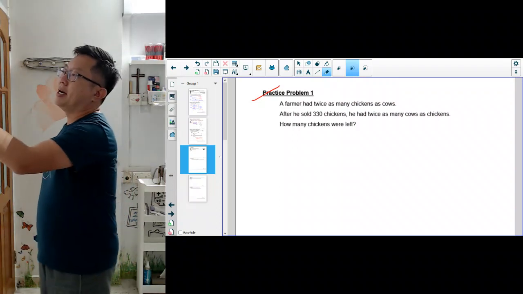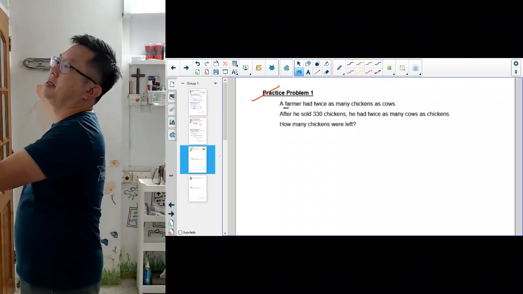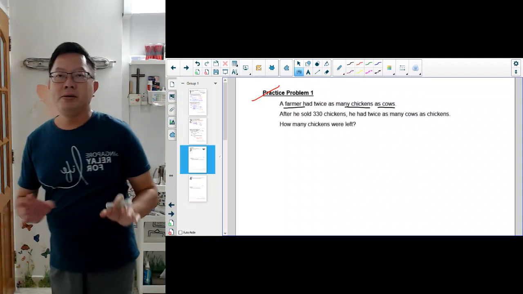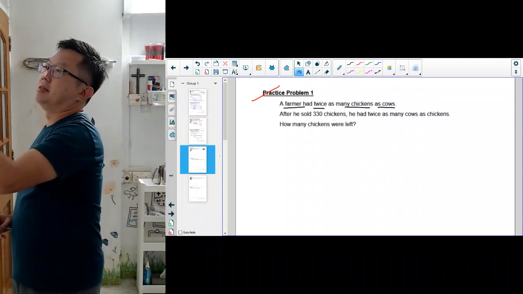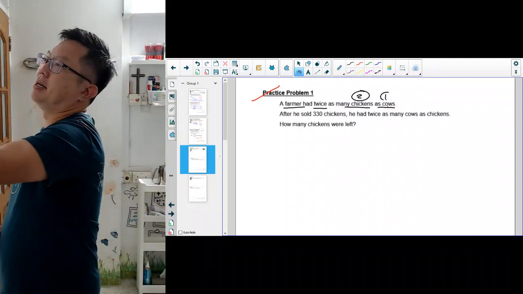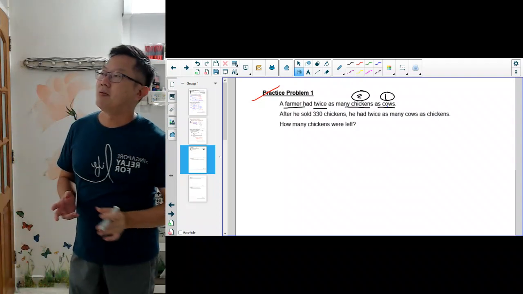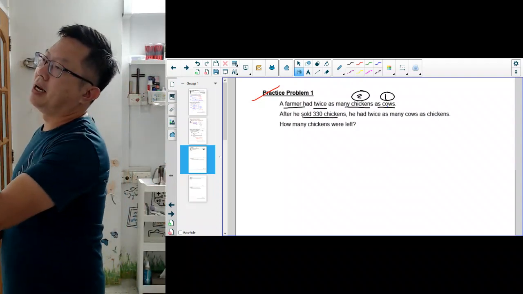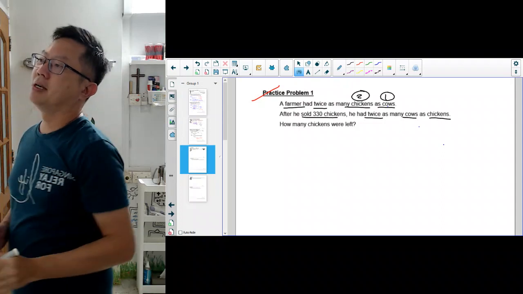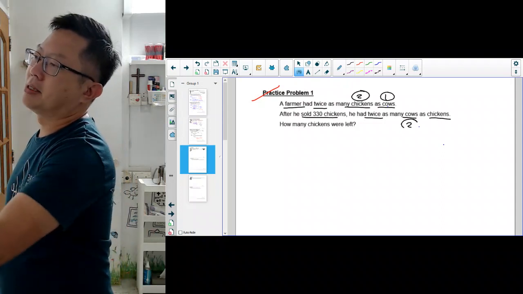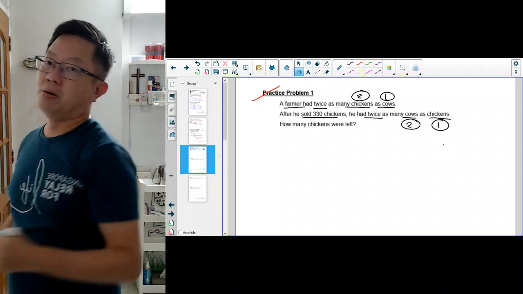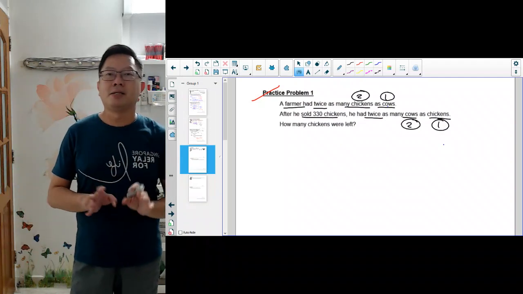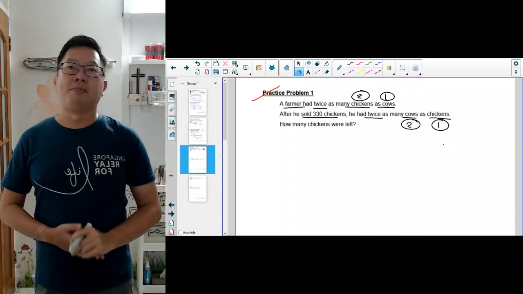Alright, now a farmer had twice as many chickens as cows. So when you see the words twice as many, it means that the chicken has 2 times and the cow has 1 time. After he sold 330 chickens, he had twice as many cows as chickens. So that means that the cow now has 2 times and the chicken has only 1 time. Whenever there's a before and after problem, you will have to think about what is unchanged.